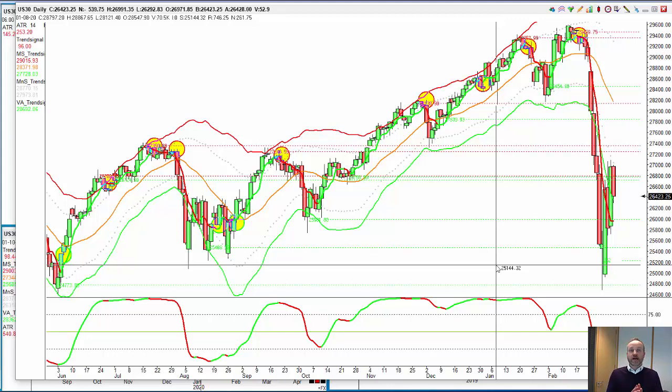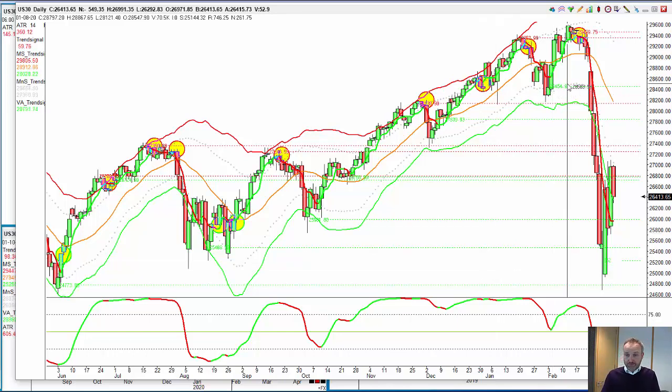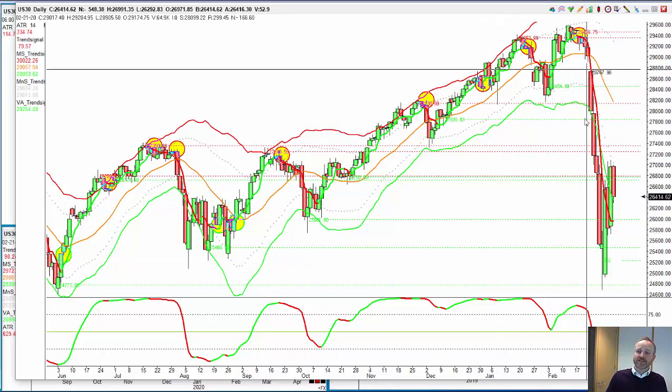But what you need is that turn. You need a reaction off that support. There's no point buying it just because it hit support. You've got to buy it because of a reaction off that support. Do you see? Otherwise it could just tear straight through it. And that's really what we saw. So that's the daily chart.